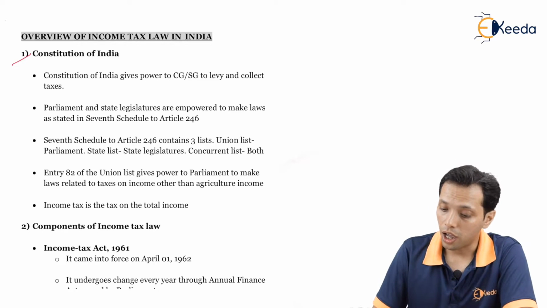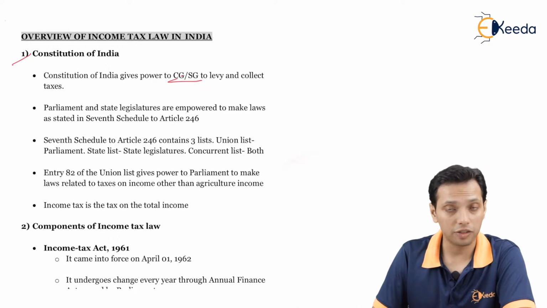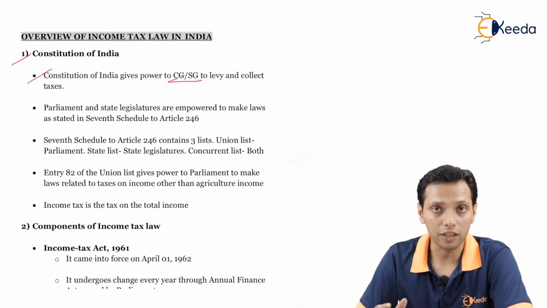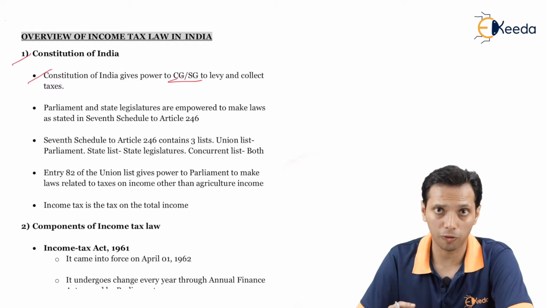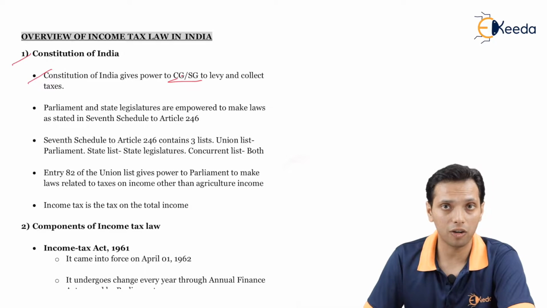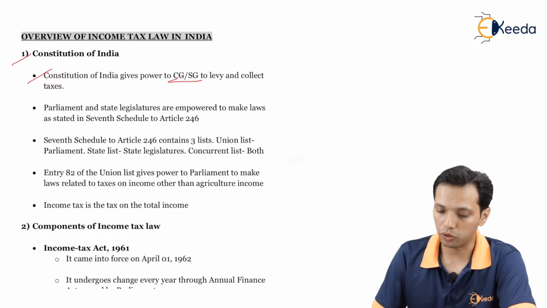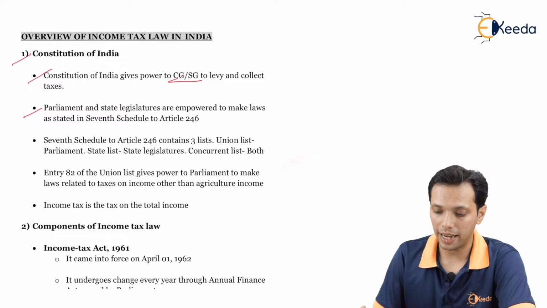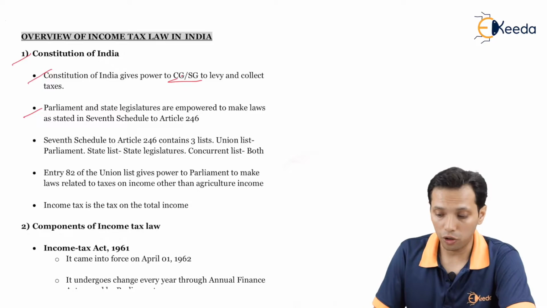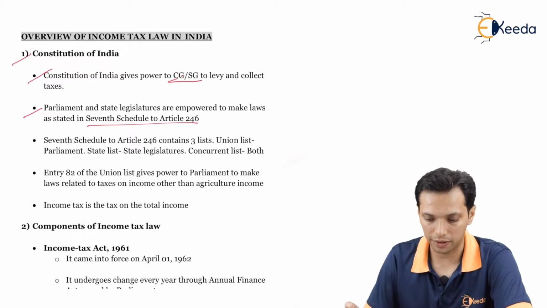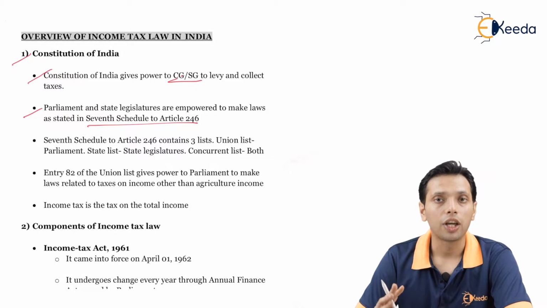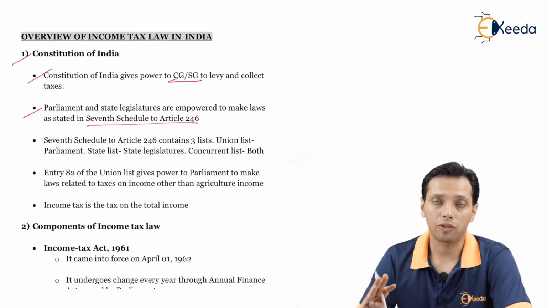The Constitution of India gives power to the central government and state government to levy and collect taxes. This is by a specific article of the Constitution of India. So Article 246, 7th schedule authorizes the central government or state government to impose taxes. Parliament and state legislatures are empowered to make laws as stated in the 7th schedule to Article 246. The 7th schedule to Article 246 has three lists: union list, state list and concurrent list.